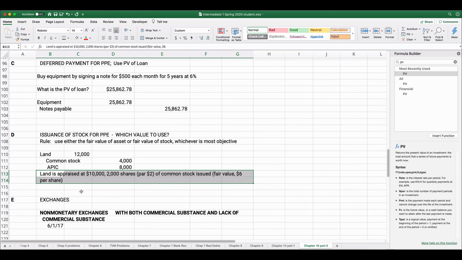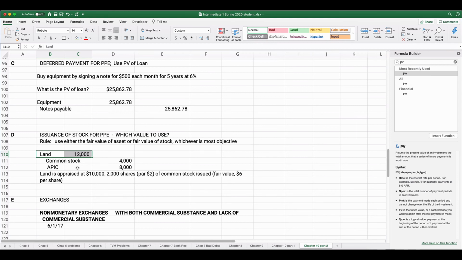Now, if the stock is for a company that does not have a market, it's a privately held company, then you might use a negotiated price. You would find what the appraisal value of the land is. That might be more objective rather than what you think your own stock is worth without any market.